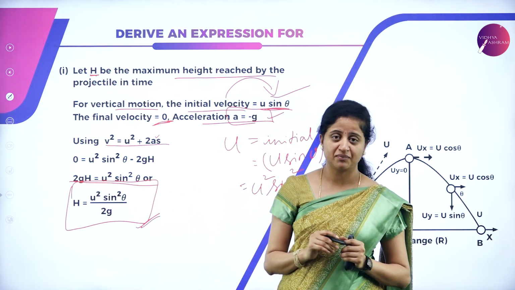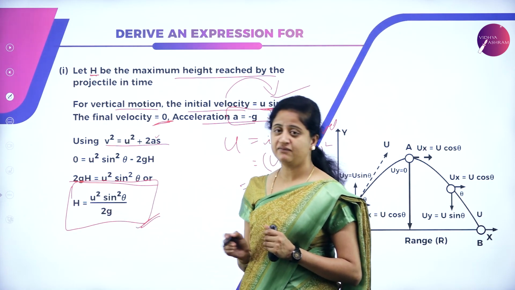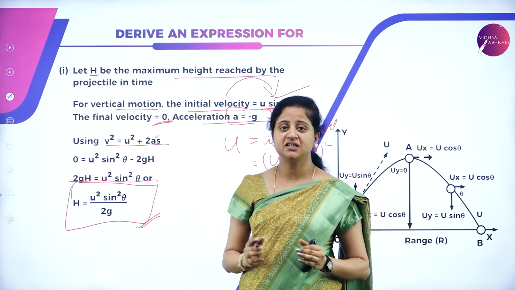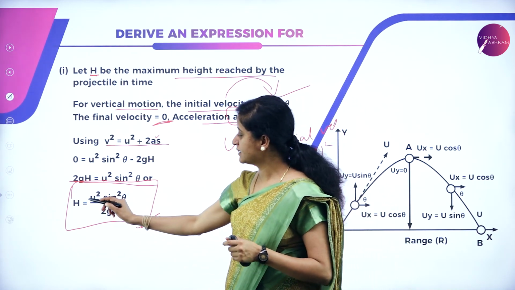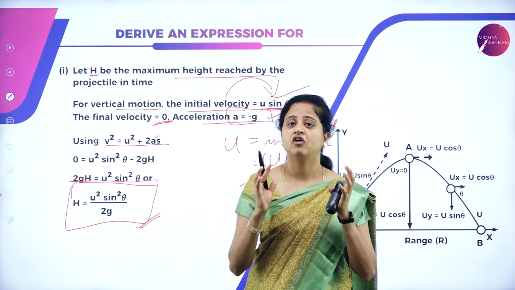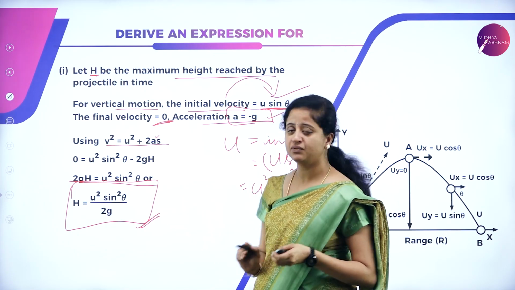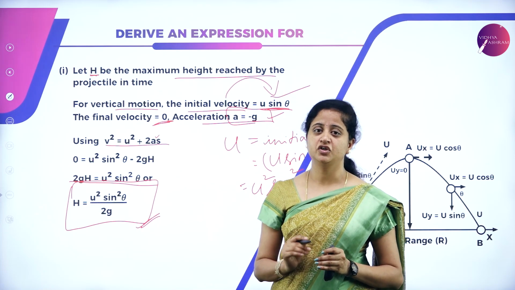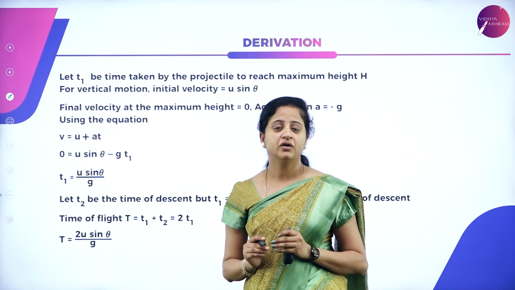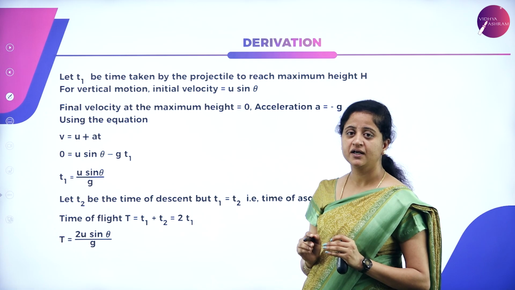Suppose we know the angle of projection, we know the initial velocity, and we already know the value of g. By knowing all these parameters, we can easily find out the maximum height, or the maximum vertical position that an object is projected up to. So, this expression is very important even in solving numericals. Let us now move on to time of flight. We have already got the expression for maximum height. Let us now find the expression for time of flight.